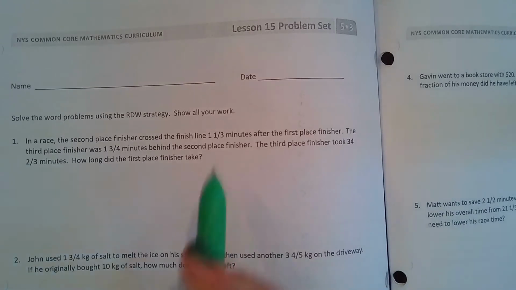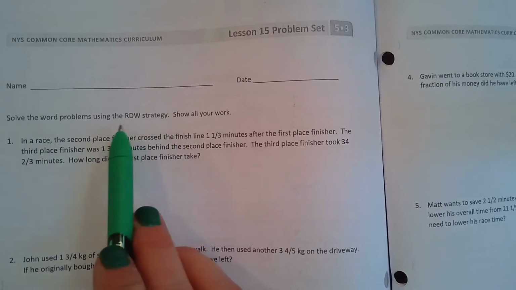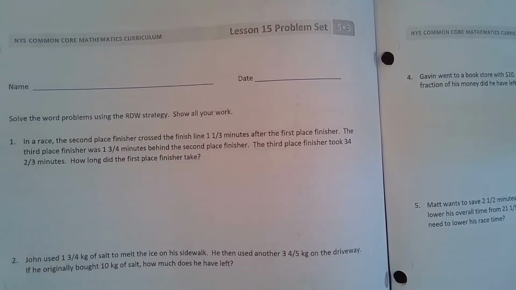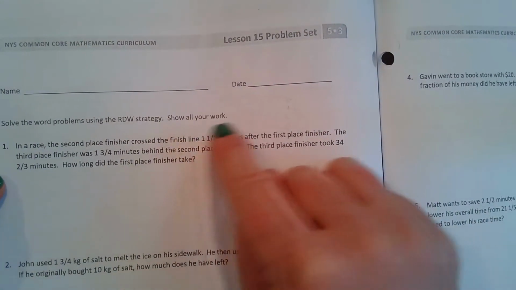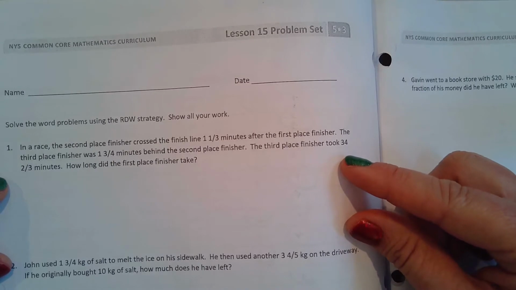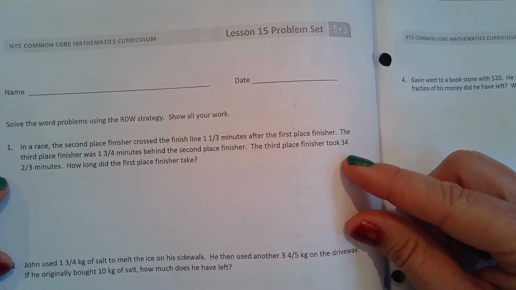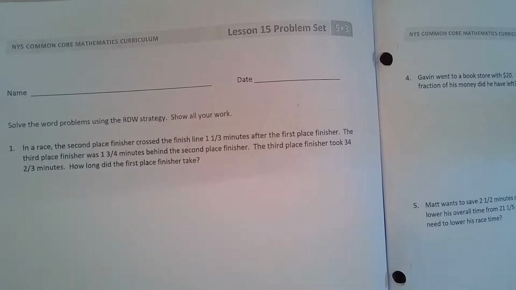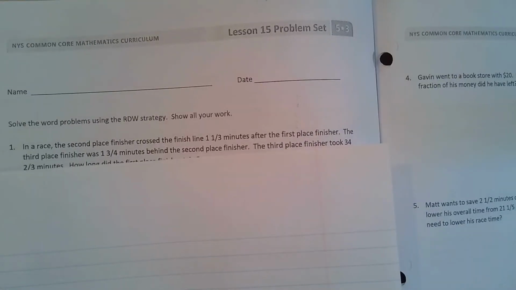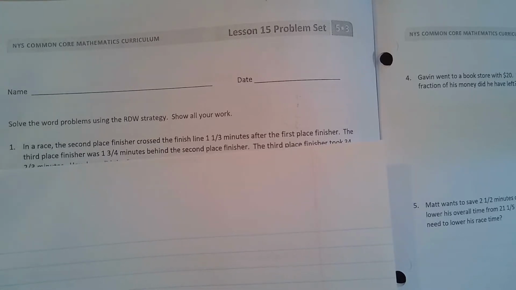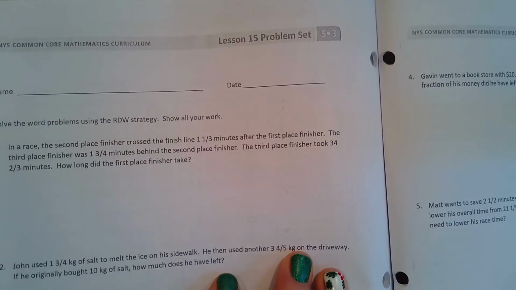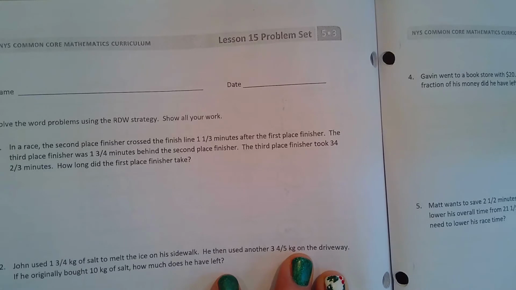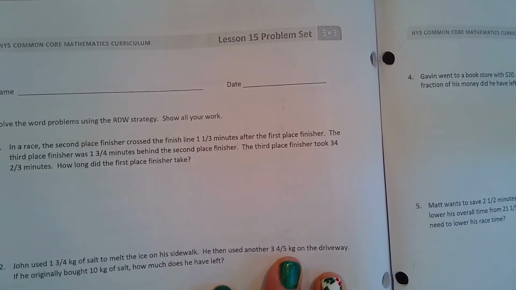So we are going to use the RDW strategy, which means read, draw, write. Now, they've only given you about this much area because it says show all your work. I don't think I can solve this problem in just that amount of space. So what I'm going to do is use line paper to do all the solving, because I have to read it and then I have to draw it and then I'm going to write out my strategy and solve. So let's go ahead and first let's read the problem to get started.